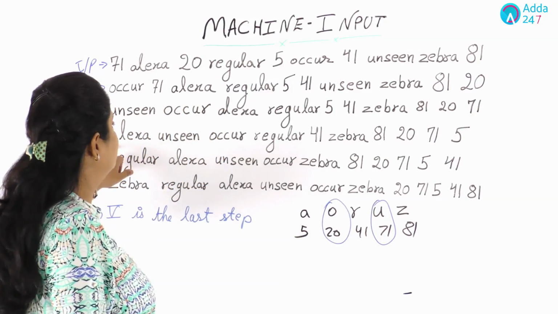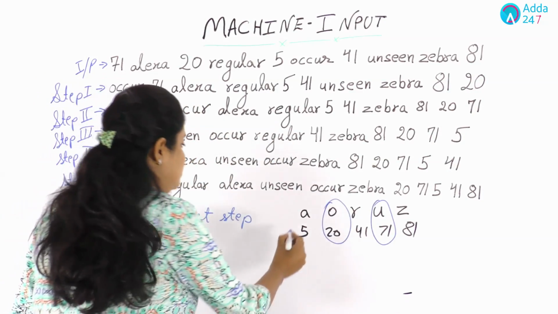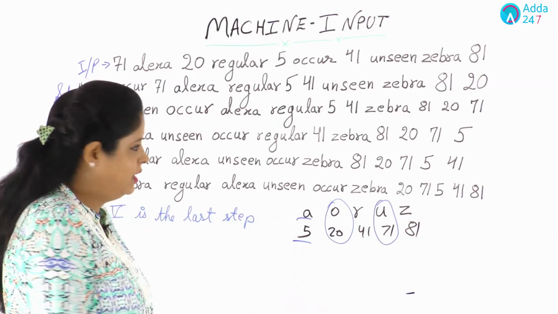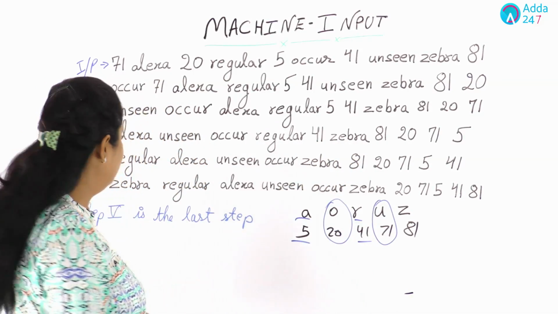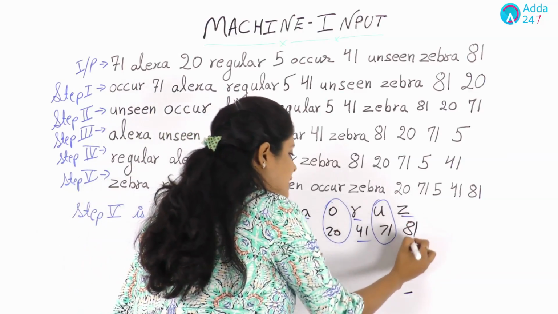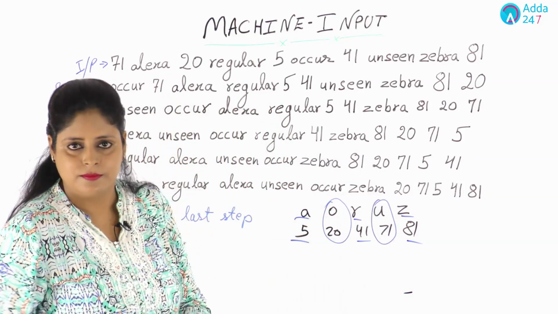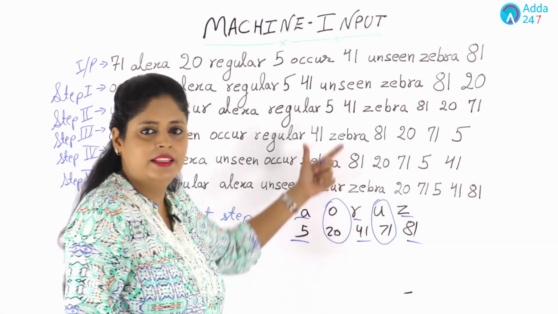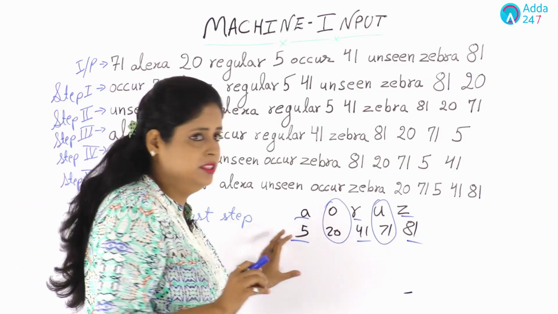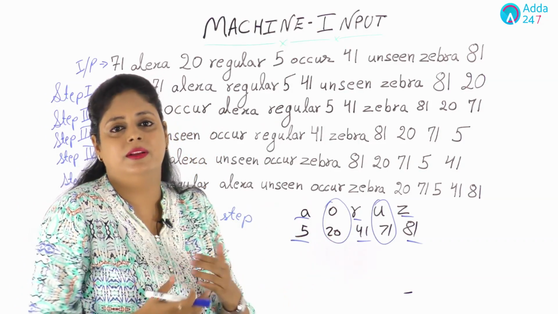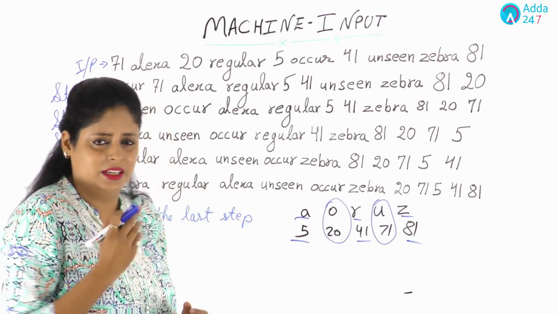Okay, let's proceed on. A5 means now we come towards the first pair, and then R41, that is the third pair, and then Z81, that is the fifth pair. So this is the logic in the given input. I hope the logic is clear, because our first target should be just to trace out the logic, then only we can implement any sort of short trick or formula.